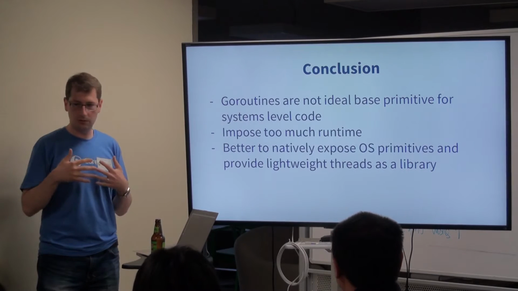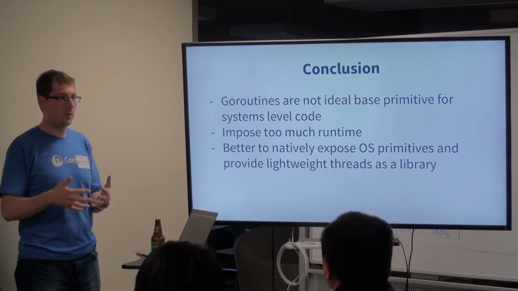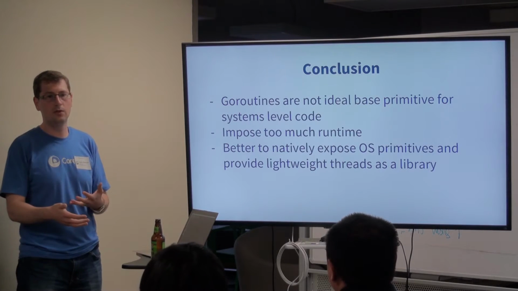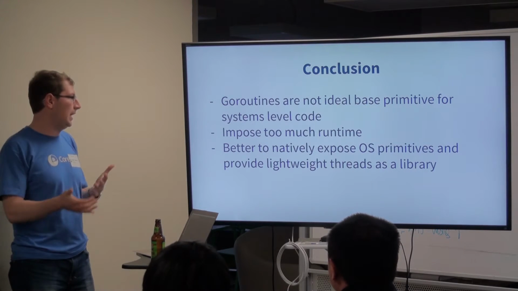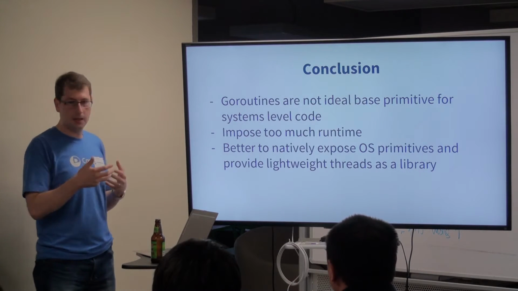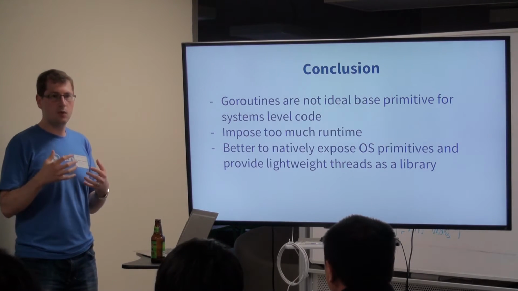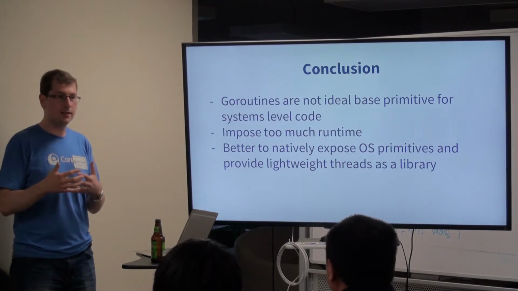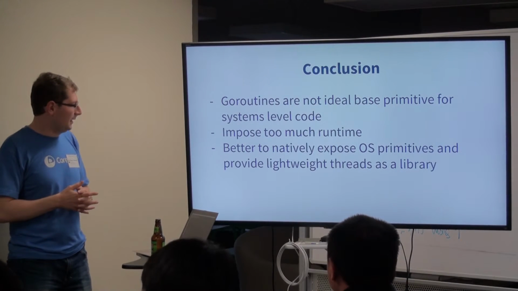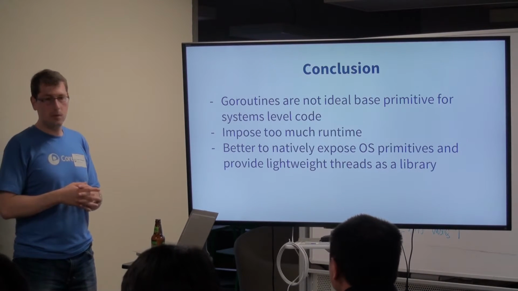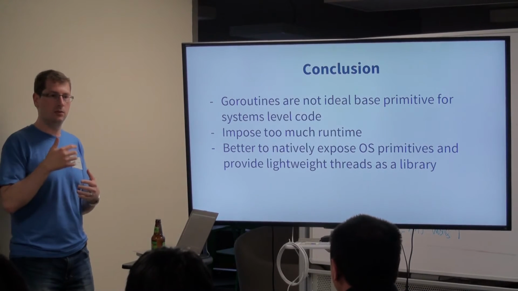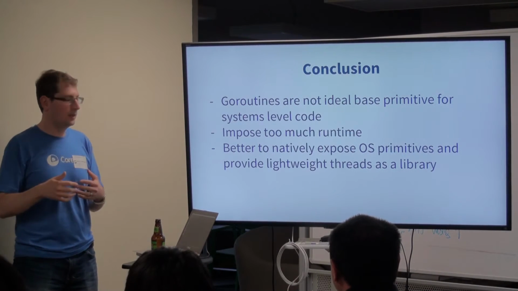A developer like me that does a lot of systems programming wants a very, very thin runtime. We want direct control over the operating system primitives. I think a lightweight approach, lightweight threading as a library with syntactic support in the language so it looks nice, would be very nice. I don't know what it would look like, but Rust has some ideas. It should be fairly easy to opt in to green threads, to lightweight threads.